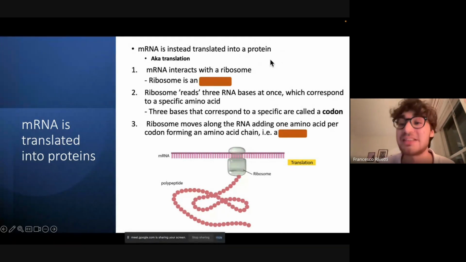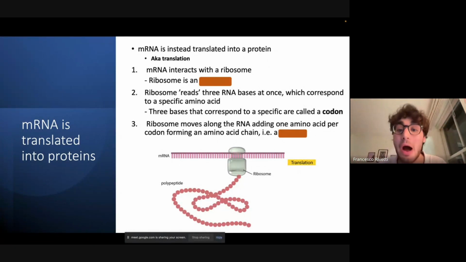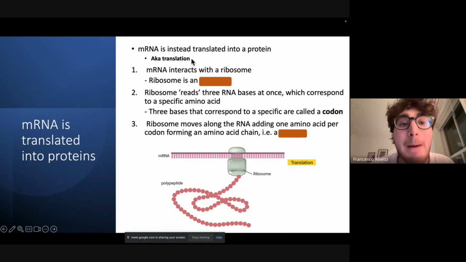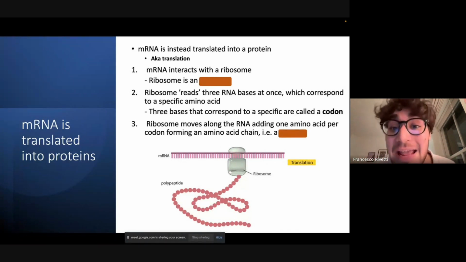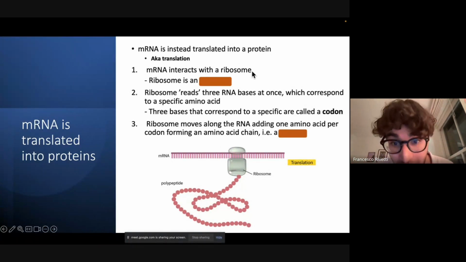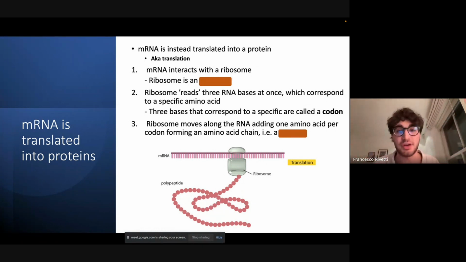which, as we said before, is the functional unit in the cellular machinery of life. And how this process works, which we're going to review later, so don't worry if it's confusing, is that mRNA, which is what we just produced from transcription, interacts with a ribosome. A ribosome is often called the protein factory. It's like a factory in our cells.